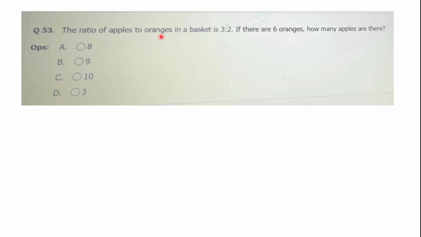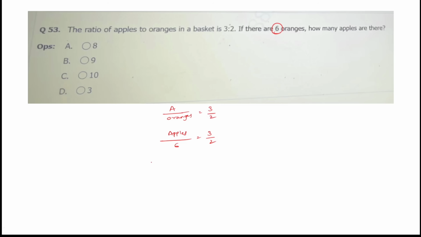The ratio of apples to oranges in a basket is 3 is to 2. If there are 6 oranges, how many apples are there? So here the ratio is given between apples and oranges, and the ratio is 3 is to 2. So here I am writing 3 by 2, and then the value of oranges is given here. So we need to replace that value, that is apples by, instead of writing oranges, we need to write the value, that is 6. So apples by 6 equals 3 by 2. Here we need to find the apples.